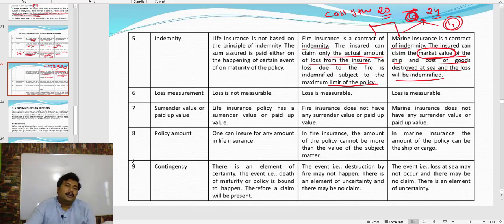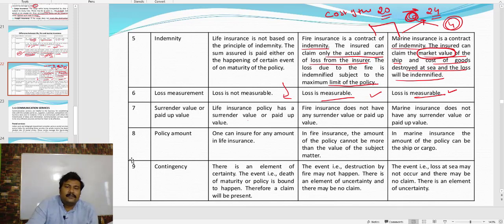Acha, here the loss cannot be measured because you cannot measure the life of anyone. But in this case, loss can be measured because it is a physical damage which can have some market value, cost value. So you can measure how much loss there is, but the life of anyone is priceless. No one can fix the price of anyone's life. That's why loss of life cannot be measured.